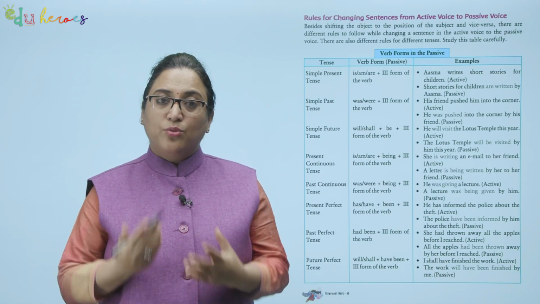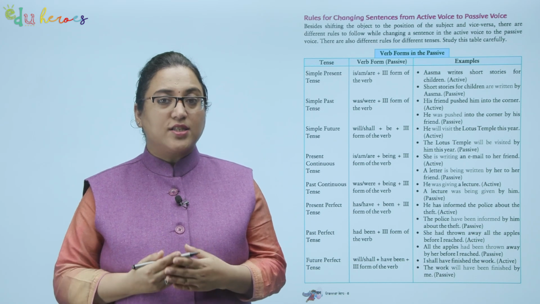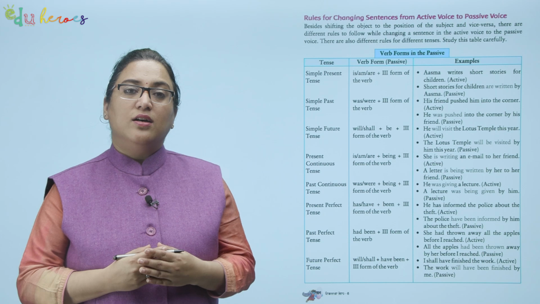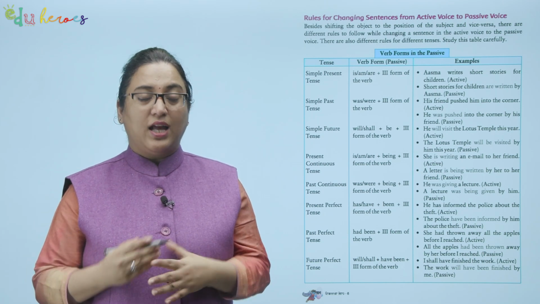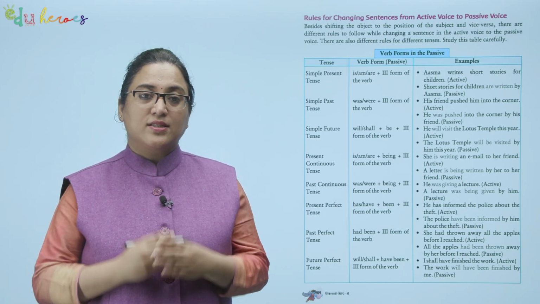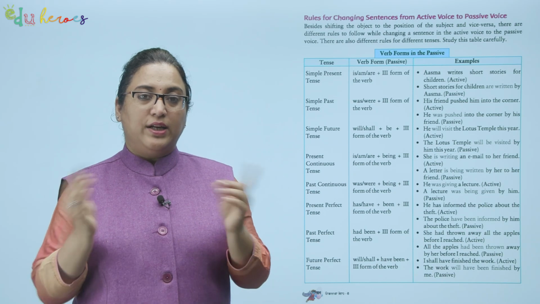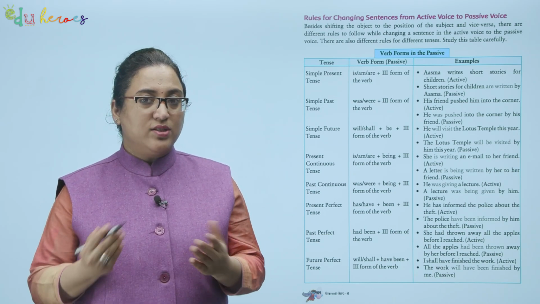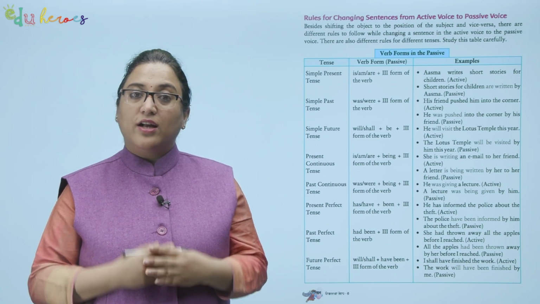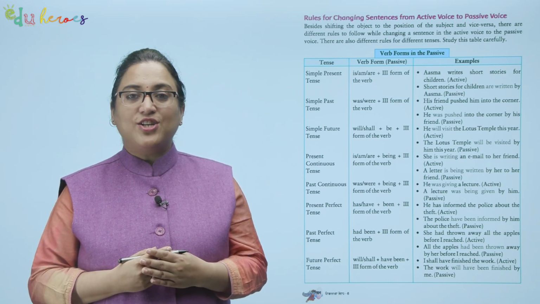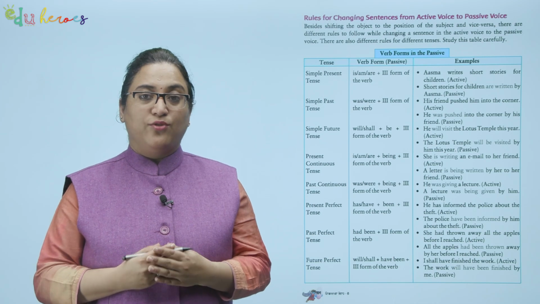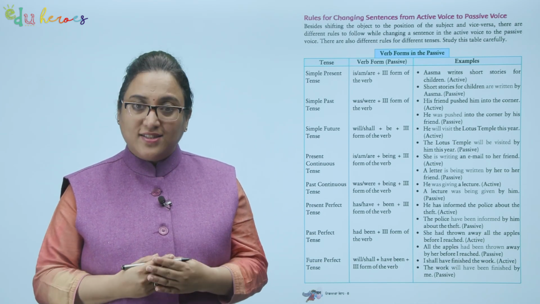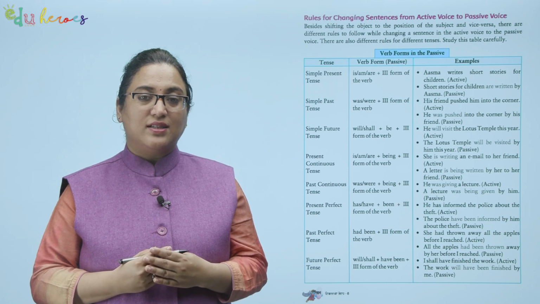Now there are several rules, children, for changing sentences from active voice to passive voice. Besides shifting the object to the position of the subject and vice versa, which is the basic rule that you interchange the positions of the object and the subject, there are different rules to follow while changing a sentence in the active voice to the passive voice. There are also different rules for different tenses. So let's study them in this table.